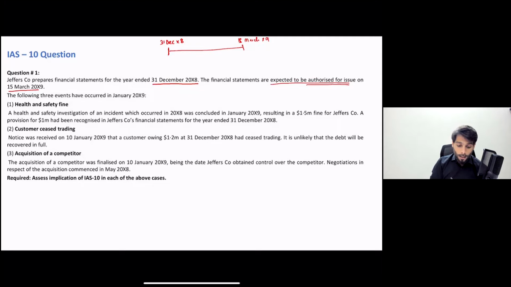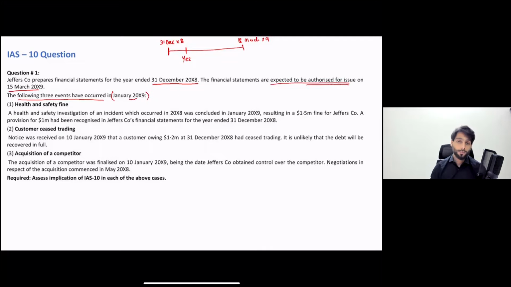Your examiner says the following three events have occurred in January x9. These three events occurred in January x9. Now, January x9 means somewhere here. So, are all of these three events within the purview of IAS 10? The answer is yes, a big yes. All these three events are within the scope of IAS 10. Now, any other event may be termed as an adjusting event or a non-adjusting event. That is the second story. But yes, these are within the scope of IAS 10.